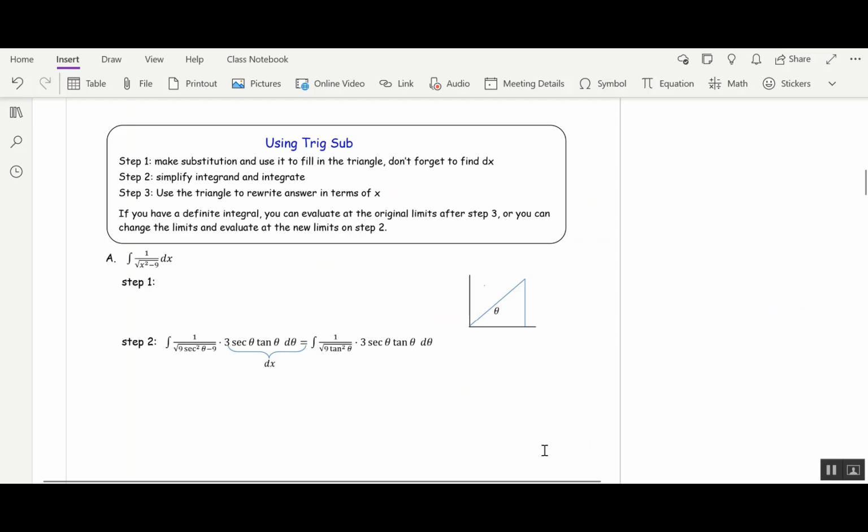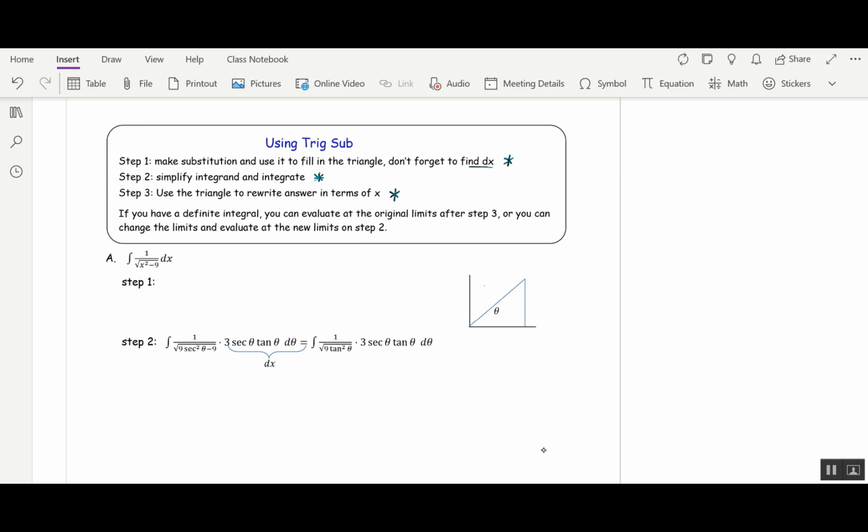So now let's see how to do a complete problem. The steps are, step 1, make your substitution, make your triangle, and don't forget to find dx, and I'll show you what that means in a moment. Step 2, simplify your integrand. We practiced doing that on the previous page, but then go ahead and integrate, and we'll do that in the next example. And then the reason you make a triangle is because for step 3, you're going to use that triangle to rewrite your answer in terms of x, not in terms of theta.